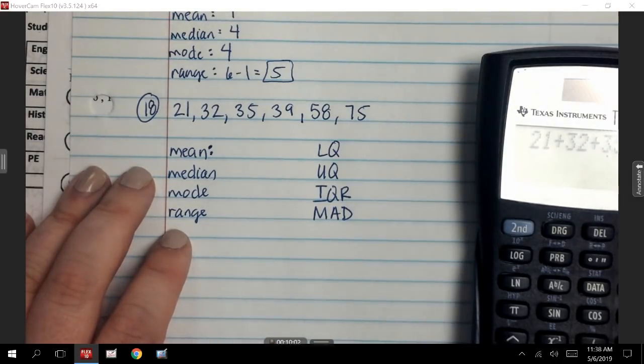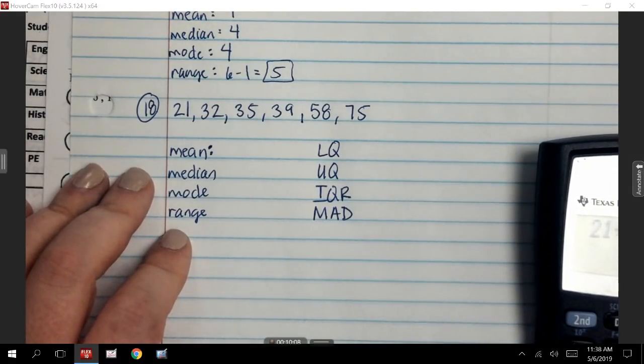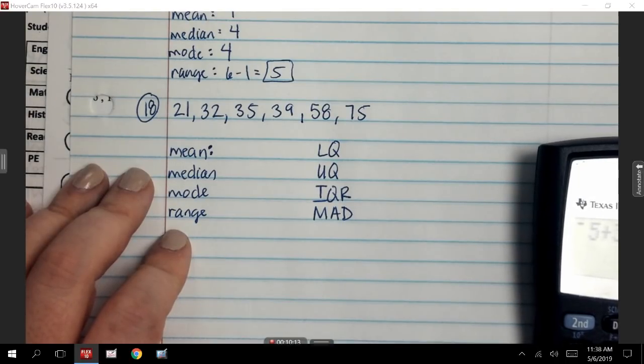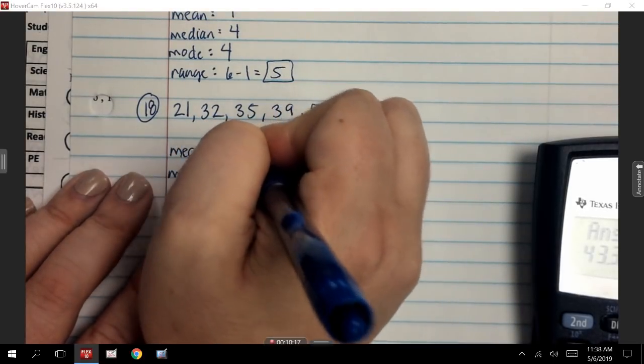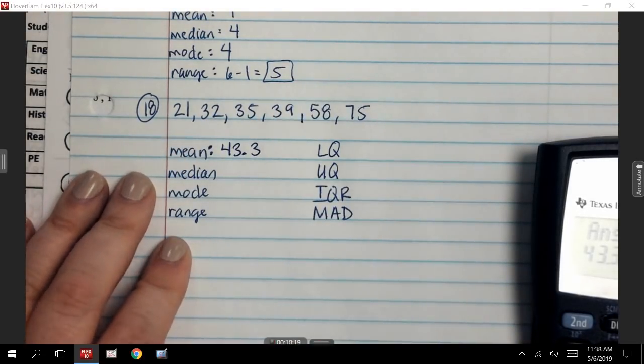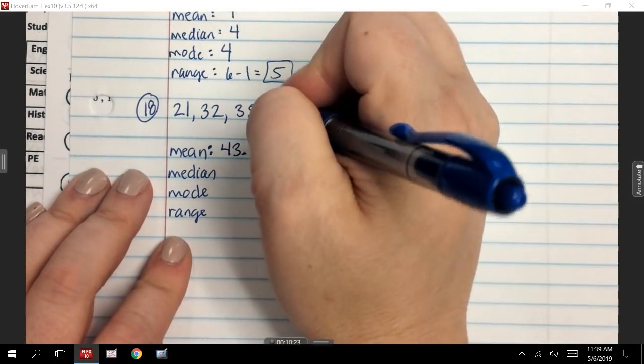And we're dividing by 6. So I got 43.333. I'm just going to double check. 1, 2, 3, 4, 5, and 6. So 43.3. So my median, what happens when I try to find the middle here?